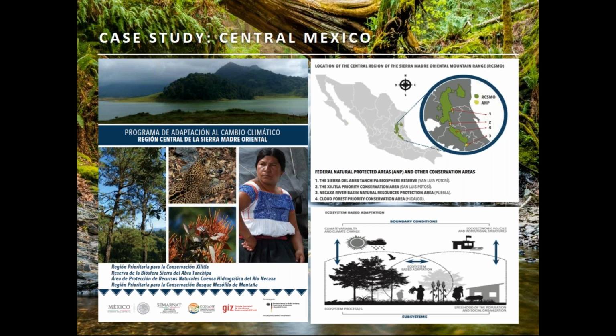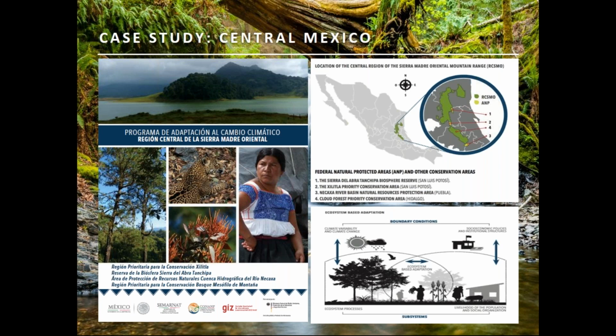So the approach was an ecosystem-based adaptation approach to identify the strategies that we should follow in the face of climate change. There were many challenges that we went through: languages, for instance, and governance, with different structures of governance around indigenous communities here, a huge area of opportunity, governance and climate change.